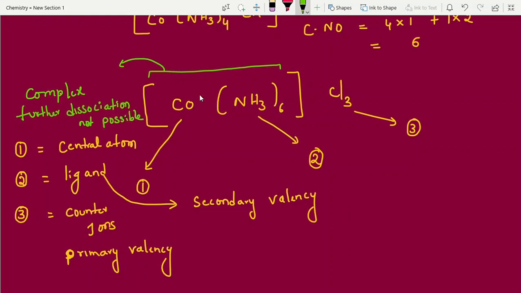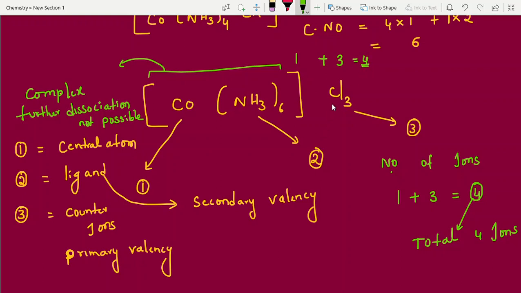Counter ions. Here, how many number of ions? They ask to calculate the number of ions. Number of ions equal to 1 plus 3, 4. Total 4 ions. Here the complex is 1, plus outer ions 3. 1 plus 3, 4. Counter ions 3, always ionizable. Primary valency is ionizable. Secondary valency is non-ionizable. I will show all the points in the next video.